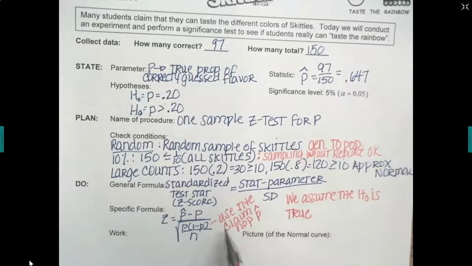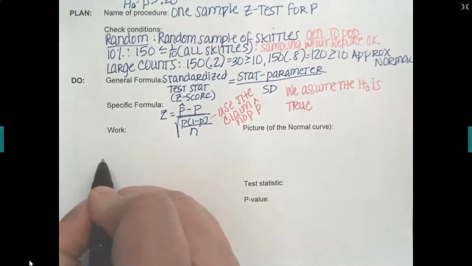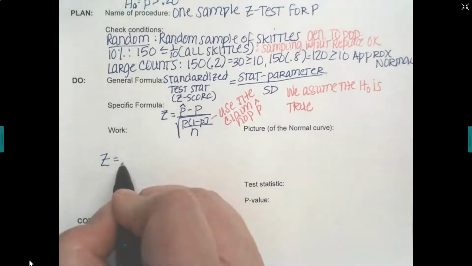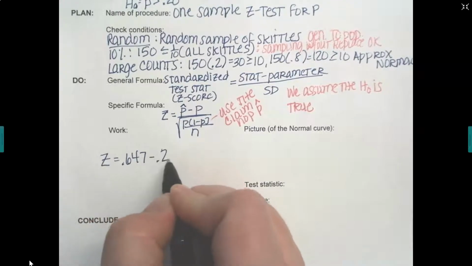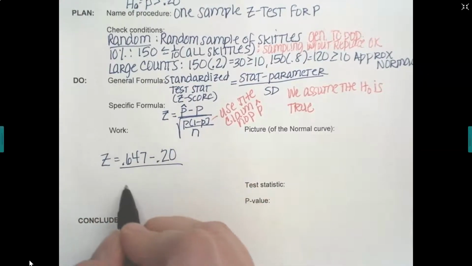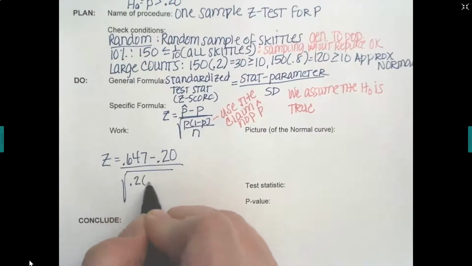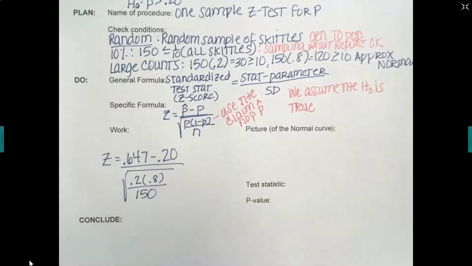Okay. And that's why we're going to use the population numbers right here. All right, so let's plug in our work. So we have z equals, our statistic was 0.647 minus our parameter of 0.20 divided by our standard deviation of the square root of 0.2 times 0.8 divided by 150.